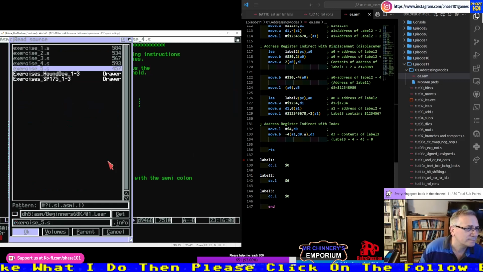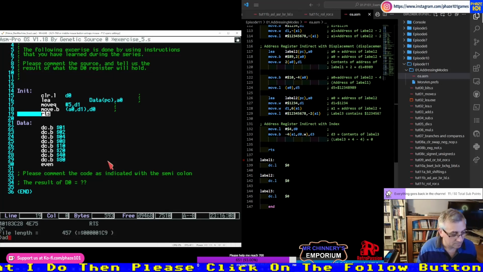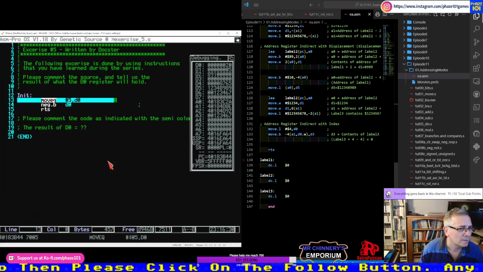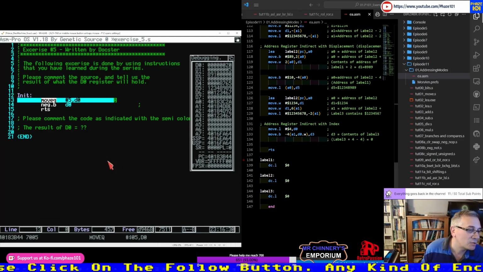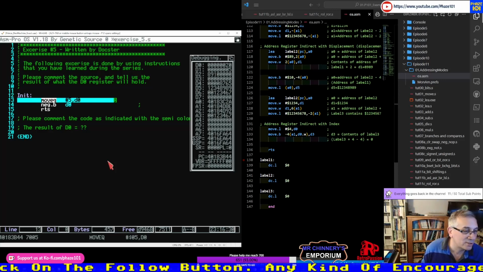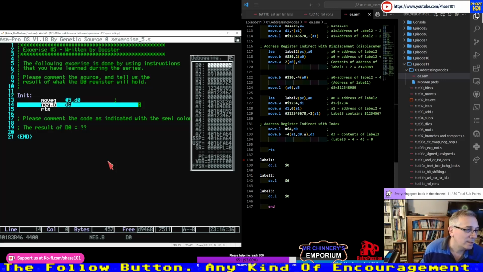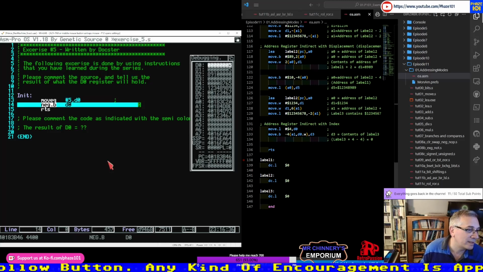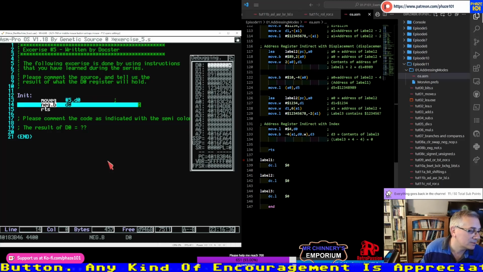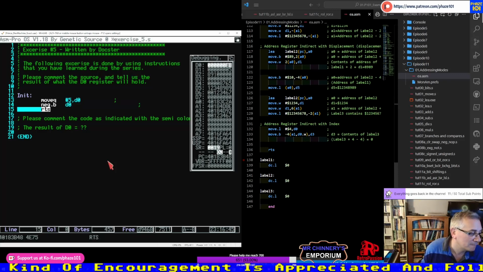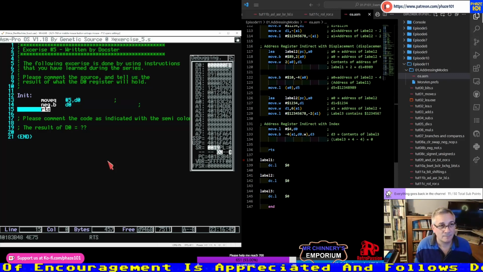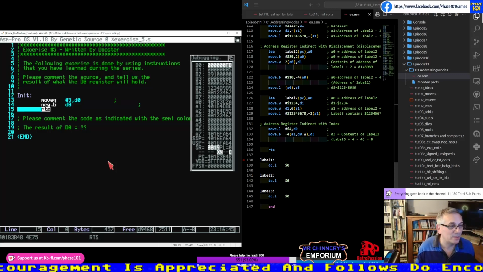Last one. You have 5 into the D0. Remember, move quick is always long. And what is negate of the D0? It's minus 5. So you get the value of FB. Remember, it's 2's complement.